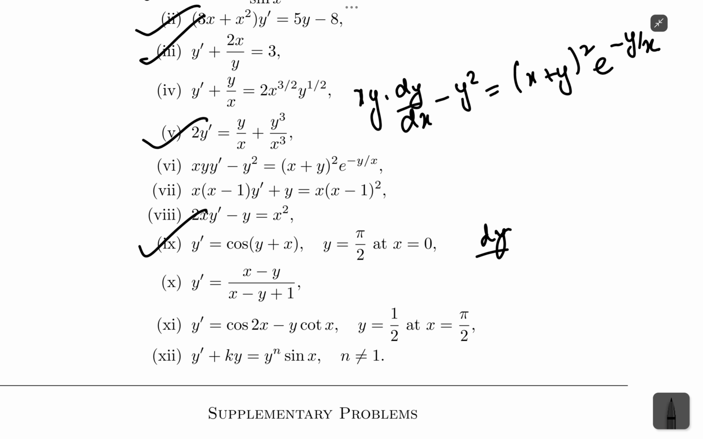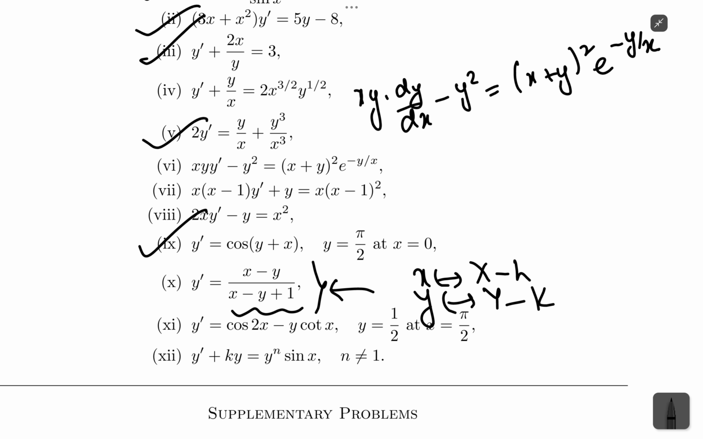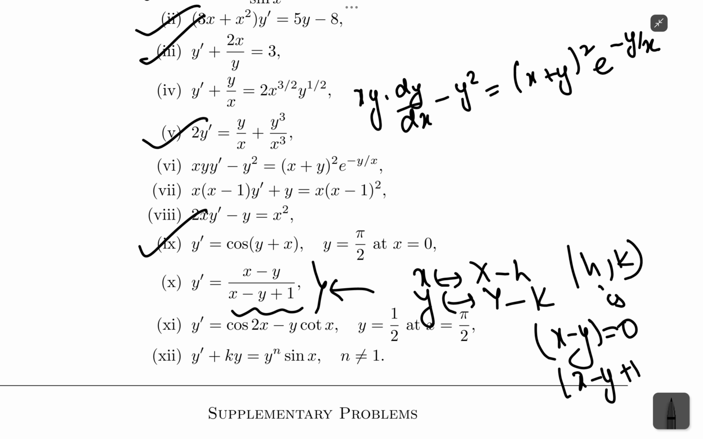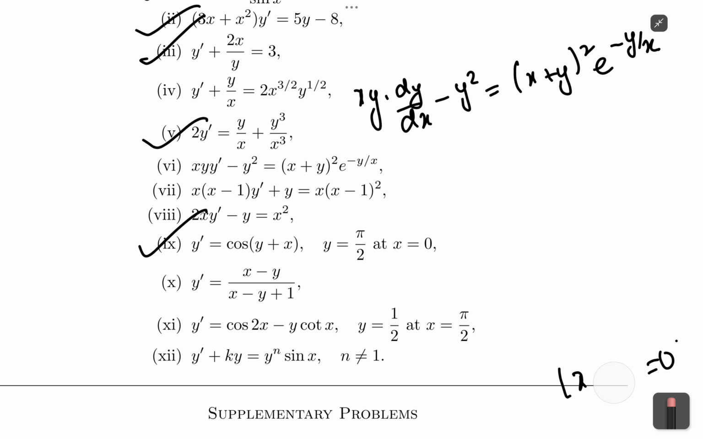dy by dx, okay, this one is easy. You can just form this into homogeneous by replacing x with x minus h and y with y minus k, where (h, k) is the point of intersection of x minus y is equal to 0 and x minus y plus 1 is equal to 0, right? Very basic.